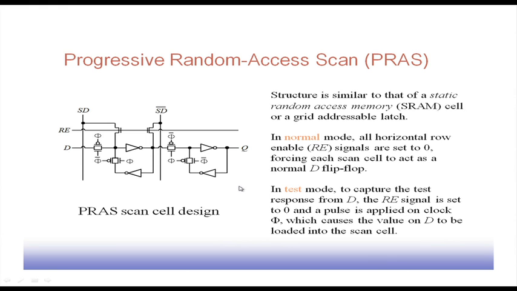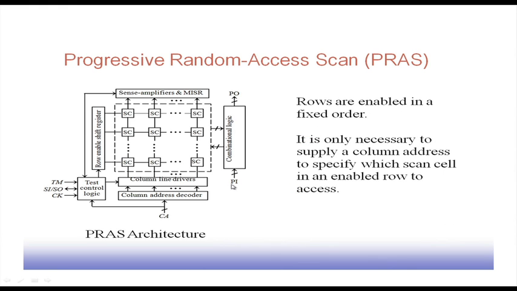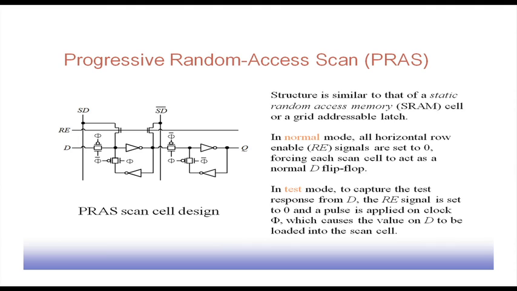Similarly, when we are trying to read the content of a cell, we have to make this RE line high, and as we make the RE line high, the content of this cell will be available on the SD and SD bar lines. This is a typical SRAM design. We can compute the difference between their voltage levels, and there are sense amplifiers and all that in a normal SRAM organization. It is done exactly in that fashion. We will not go into that detail.